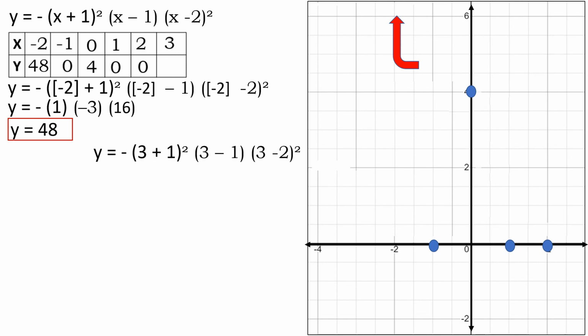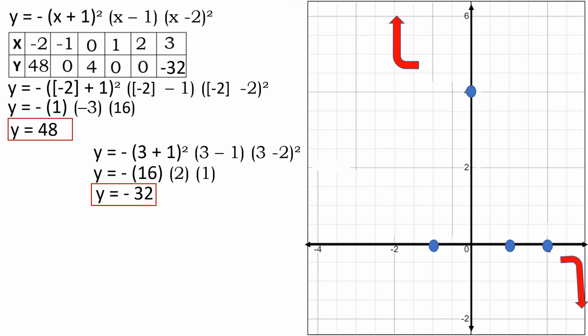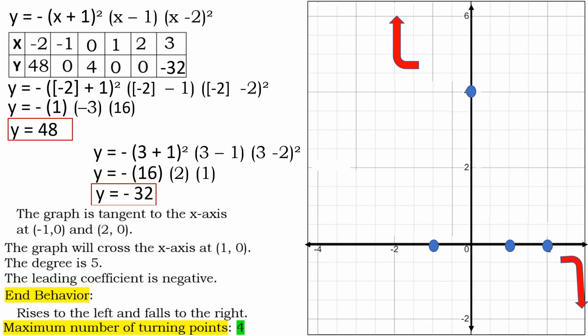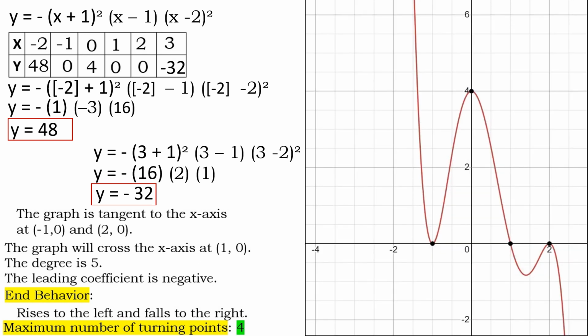Now, if x is equal to 3, substitute the value of x by 3, then you will get y is equal to negative 32. Nasaan yung x is equal to 3? So, dito, you will count 3 units to the right, then locate negative 32 downward. Ito yung arrow tinuturo niya. Kulang kasi yung space. Ayan. So, let us now draw the graph.